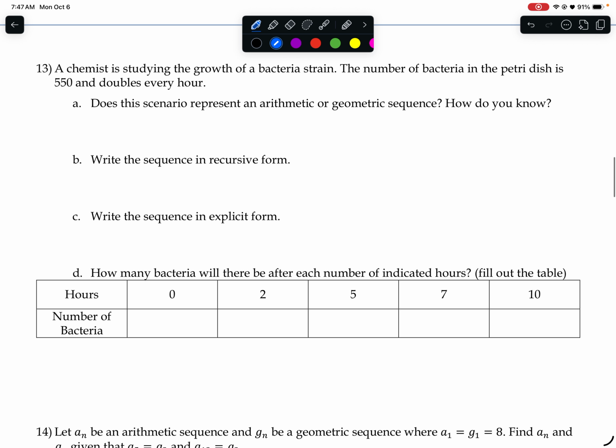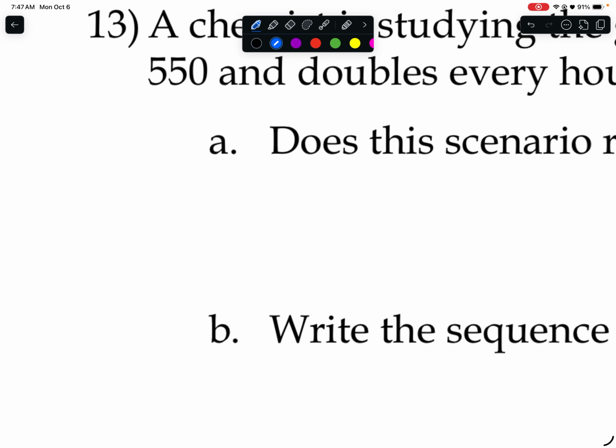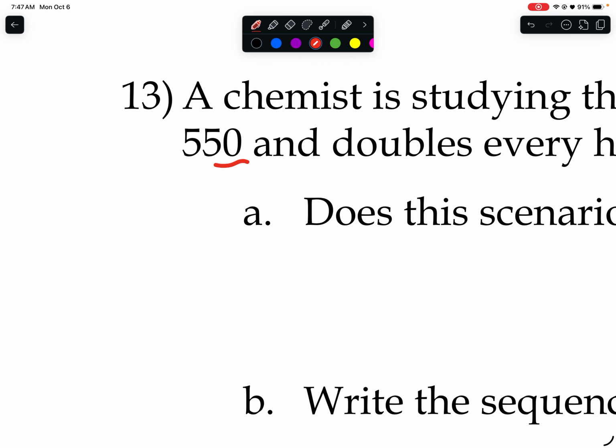All right, now looking at 13, so a chemist is studying the growth of a bacteria strain, so the number of bacteria in the petri dish is 550, and it doubles every hour. So this 550 here, first off, this is the initial amount. So when I say initial amount, this is going to correspond to a time of 0 hours.